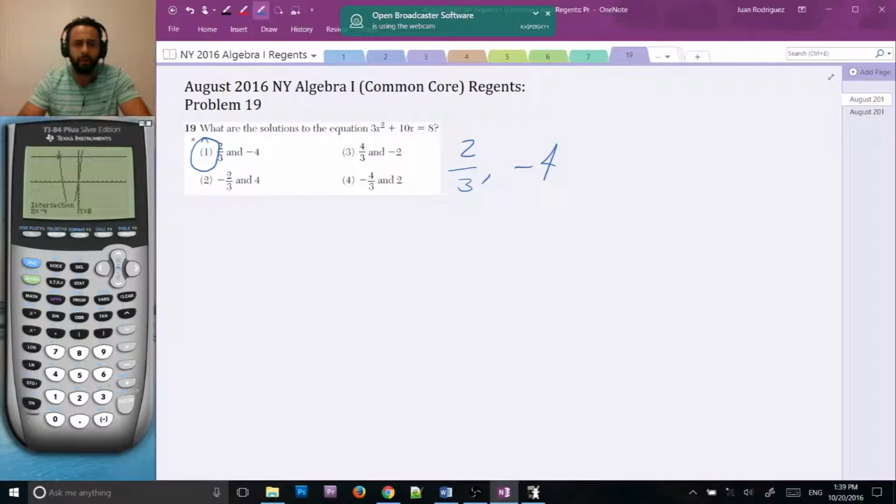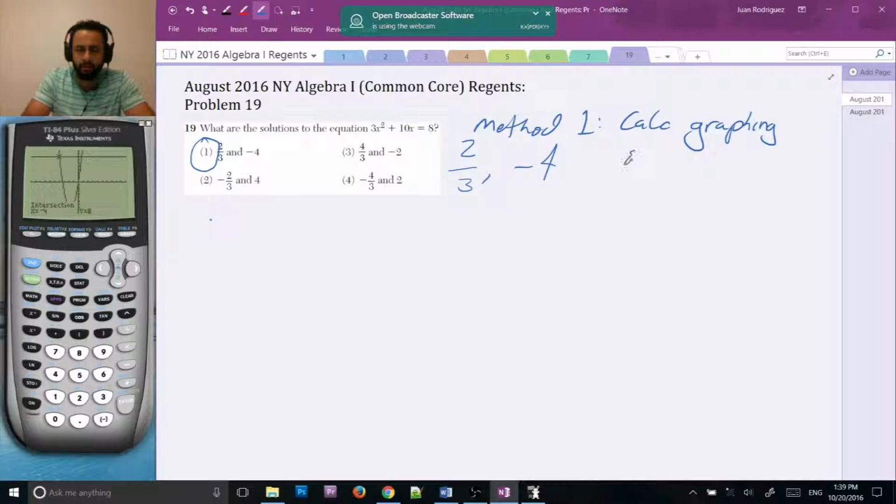Now I want to show you another way of doing this problem, though. It's a very important way of doing the problem. So that's method 1: calculator, graphing, intersection points, or roots occasionally.